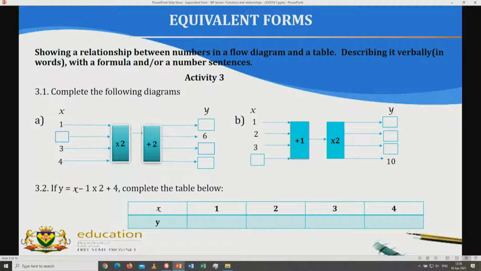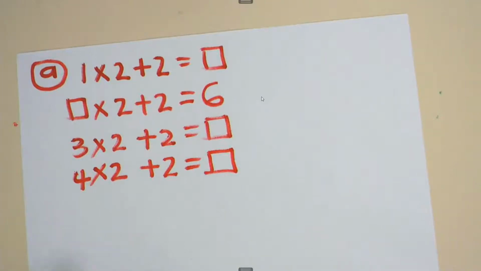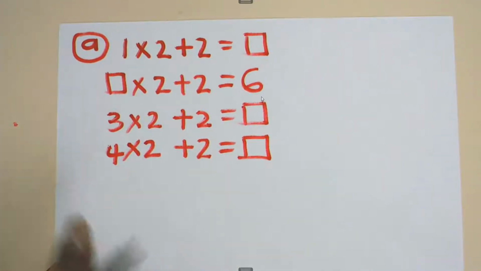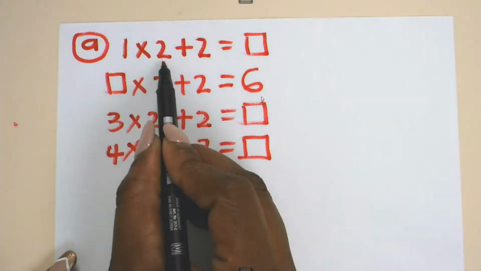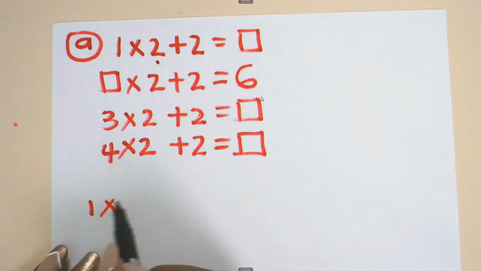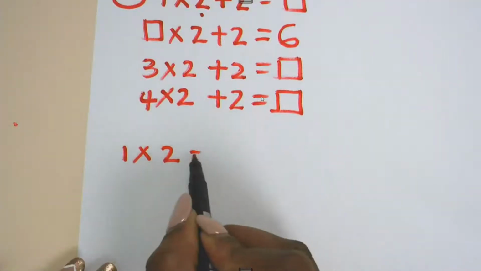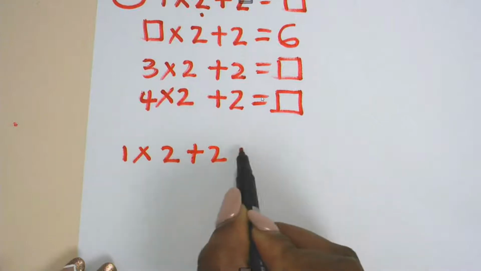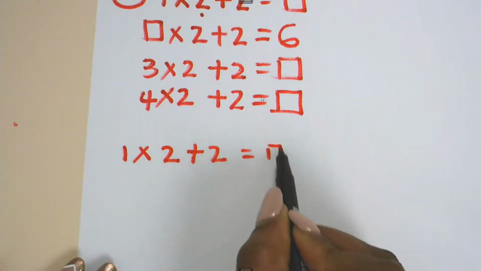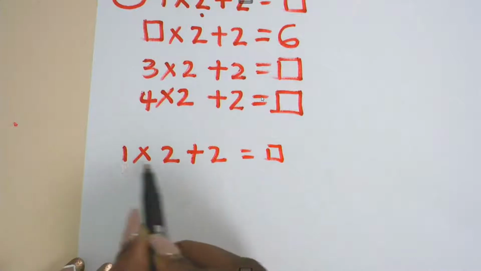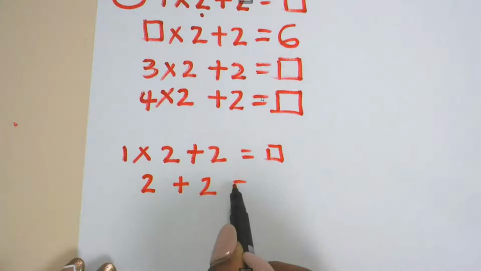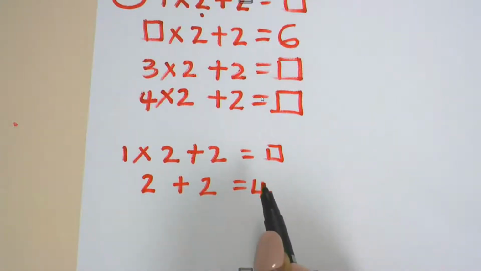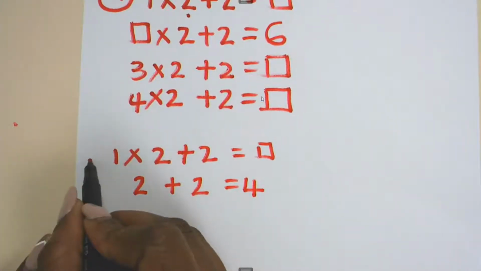Now, let's work out the output and the input values of the first diagram. Then 1 multiplied by 2 plus 2. We don't know the value of the output value. Then 1 multiplied by 2 is 2 plus 2. The answer will be 4. Then this is number 1.